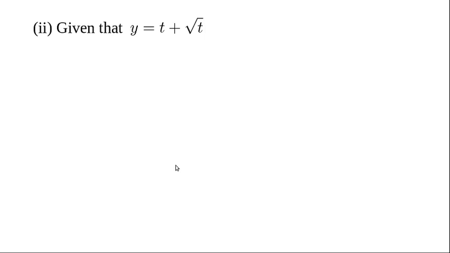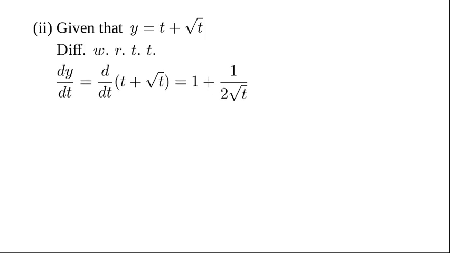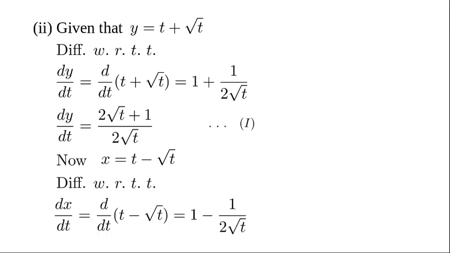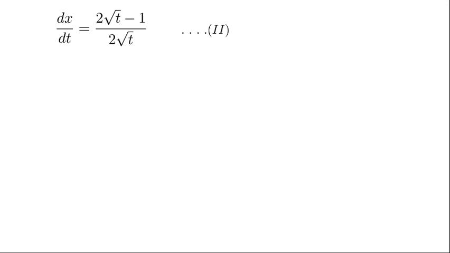In the second one, we are given that y equal to t plus root t. Differentiate with respect to t. dy by dt equal to d by dt of t plus root t. Derivative of t is 1 and derivative of root t is 1 upon 2 root t. Therefore, we get dy by dt equal to 2 root t plus 1 upon 2 root t. Let us call it equation 1. And the second part is x equal to t minus root t. Differentiate with respect to t. dx by dt equal to d by dt of t minus root t, and that is 1 minus 1 upon 2 root t. Therefore, dx by dt is 2 root t minus 1 upon 2 root t. Let us call it equation 2.